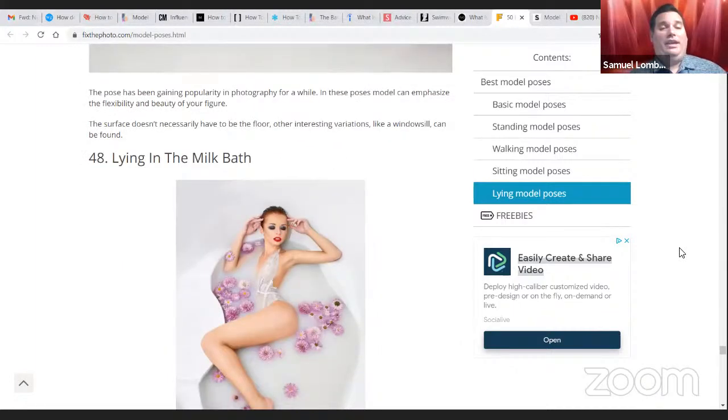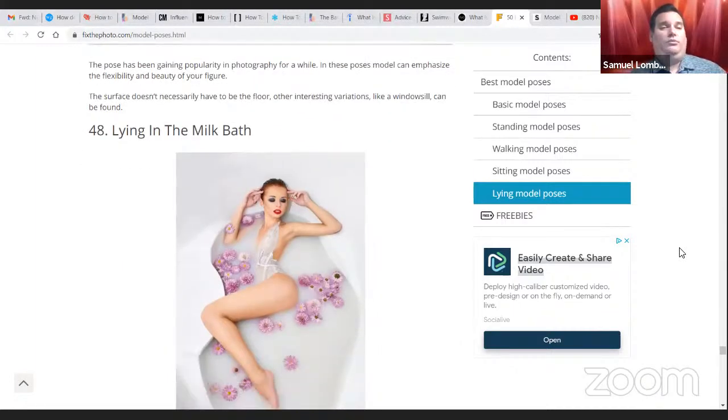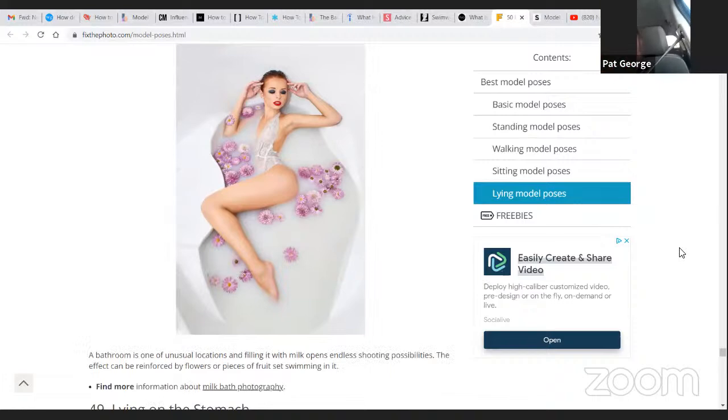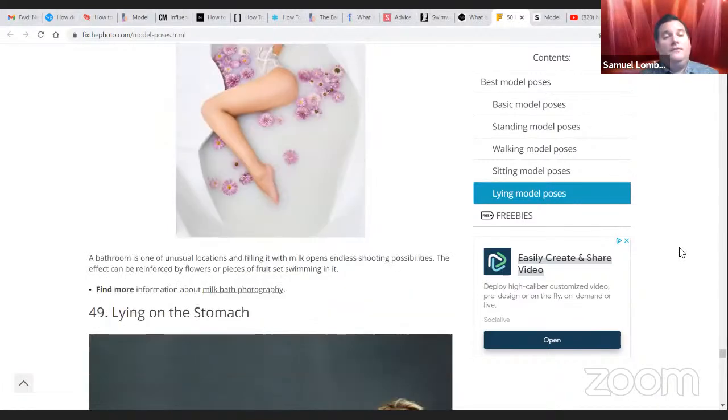Lying in the milk bath pose. Now this one, when we come to this one, we'll know whether or not you would feel comfortable wanting to do this or not. It's more or less a lingerie type pose.